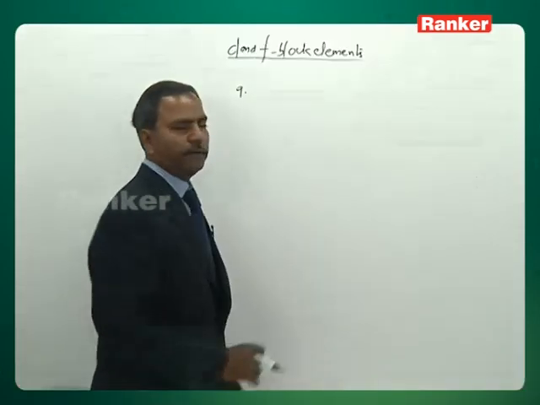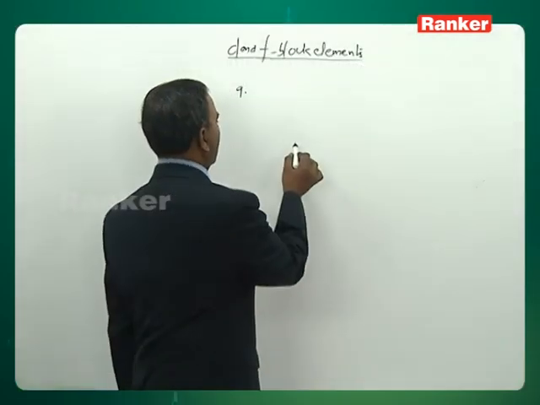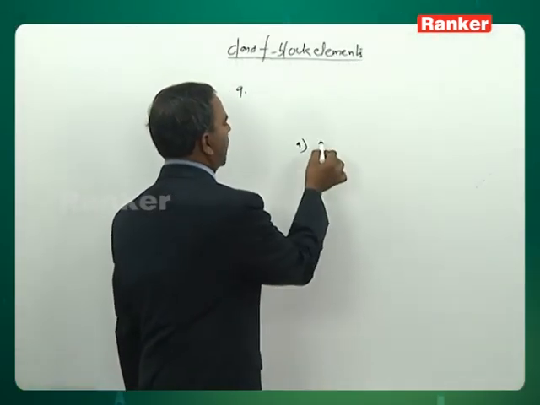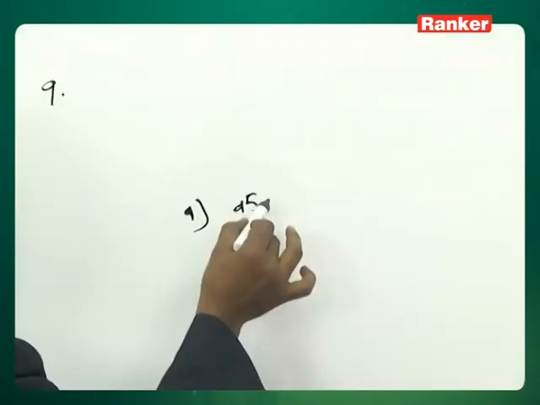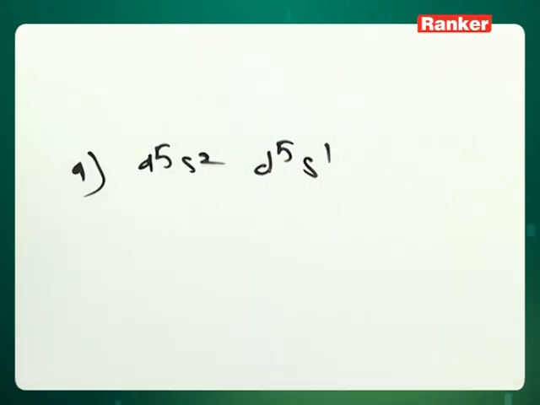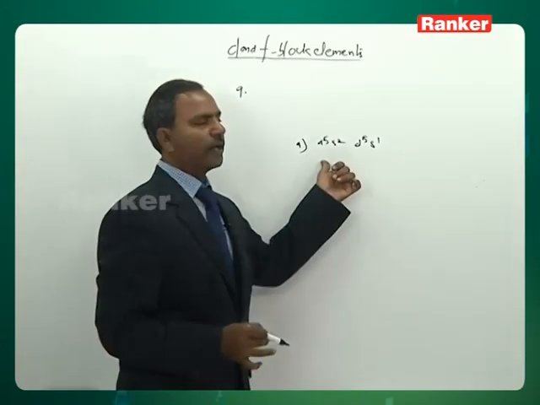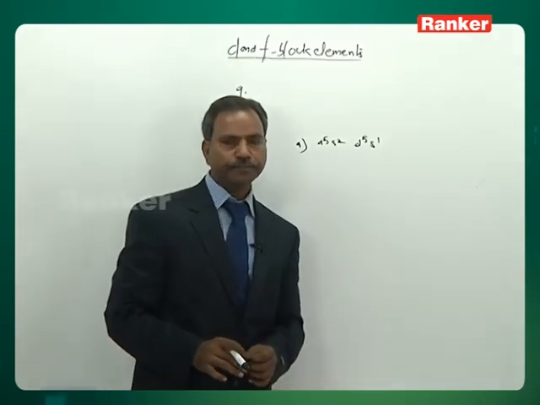Coming to question number 9: which of the following pairs have the same number of unpaired electrons? You have to check the same number of unpaired electrons in each pair. Coming to option A, Mn and chromium. Mn is d5 s2 and chromium is d5 s1. One is carrying 5 unpaired electrons, the other 6 unpaired electrons. It is not our answer.